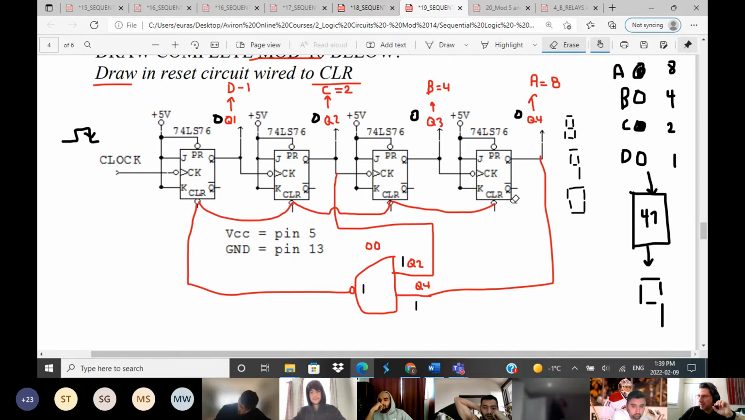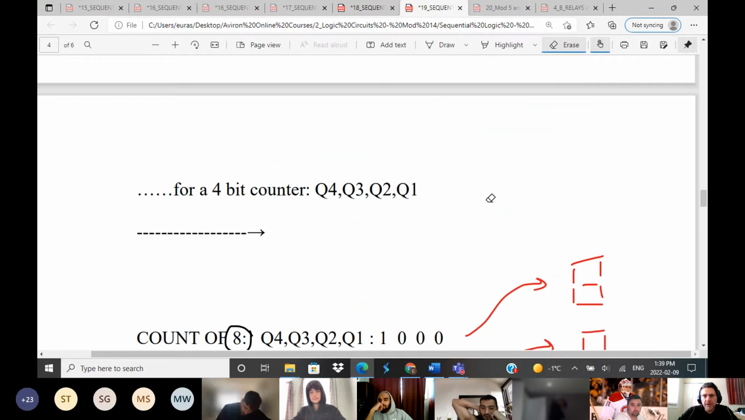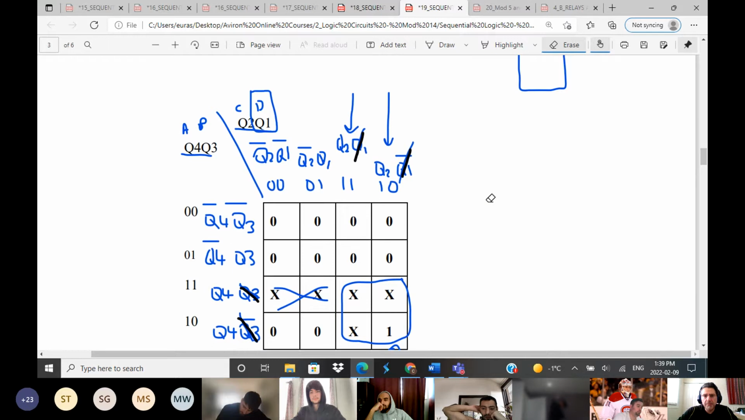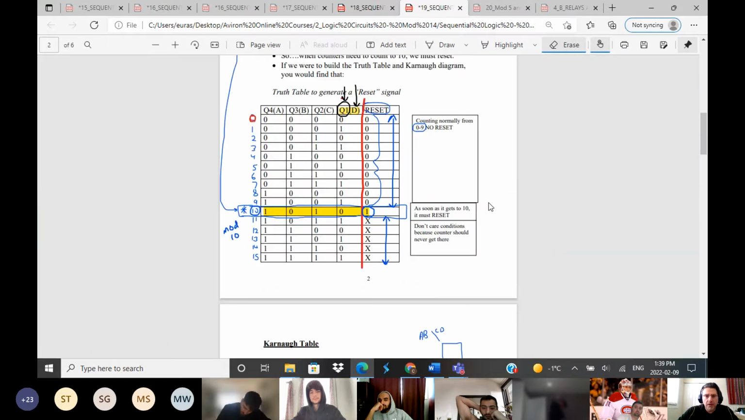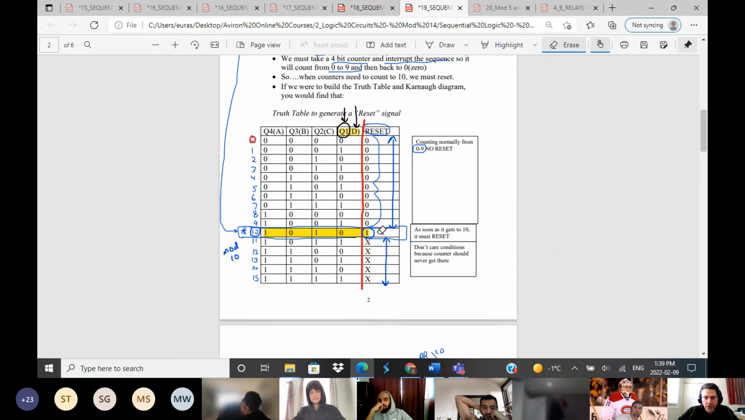I have to start with the truth table. I want to count till 10. So at 10, I put a 1. Anything above that on the truth table is a 0, like we had written down here. Anything below it is an X. We're building a mod 10, so mod 10 is a 1.